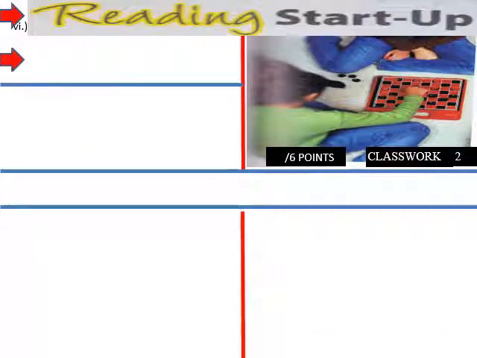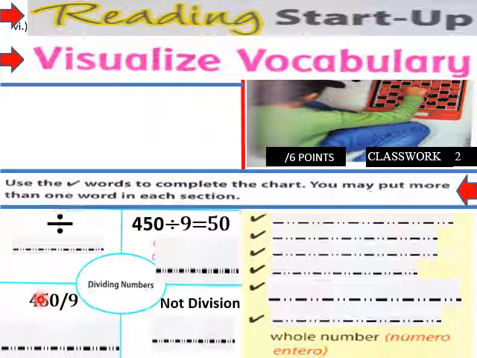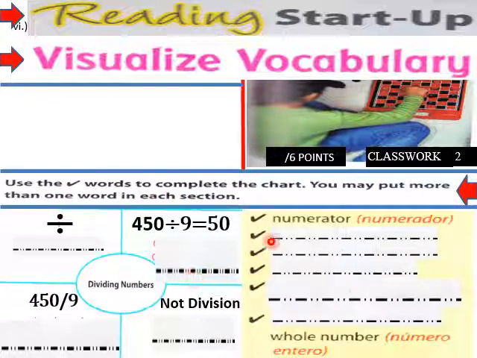And then here's our reading startup, visualizing vocabulary. Use the check words to complete the chart. Here's our chart over here. You may put more than one word in each section. So where would numerator go here? We have a numerator here. We could have a numerator here. We don't have a numerator here, not generally speaking.